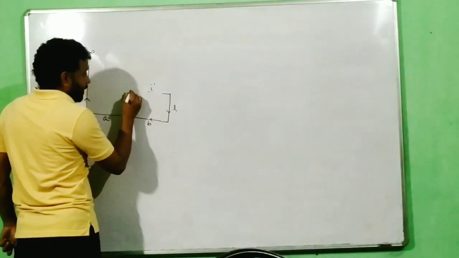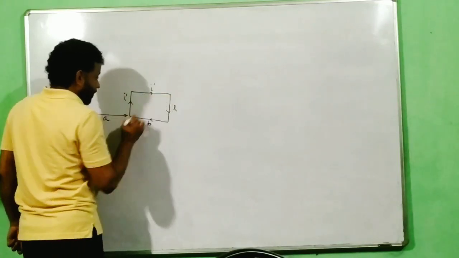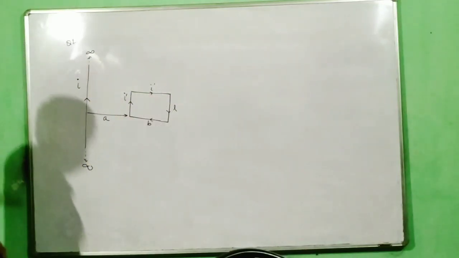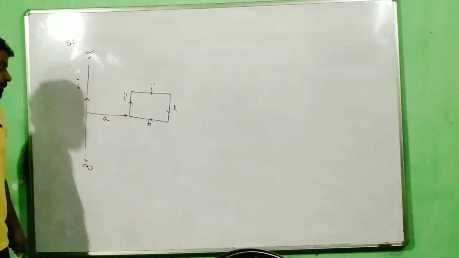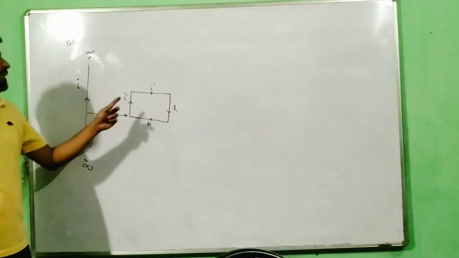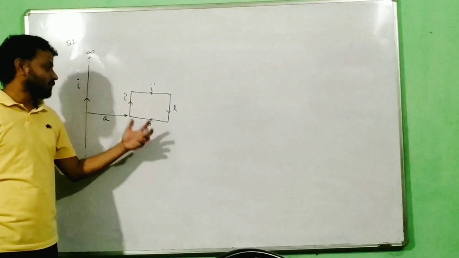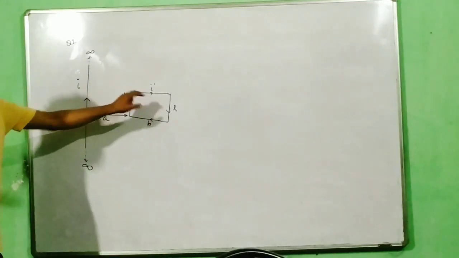Now you may think it's a very difficult problem, but no, it's not. We will first find the force on this part. Then we are going to find the force on this part. And then we are going to say that the force on this and the force on this will cancel out, and it will be 0 on this and this. Okay, let's start with this one.